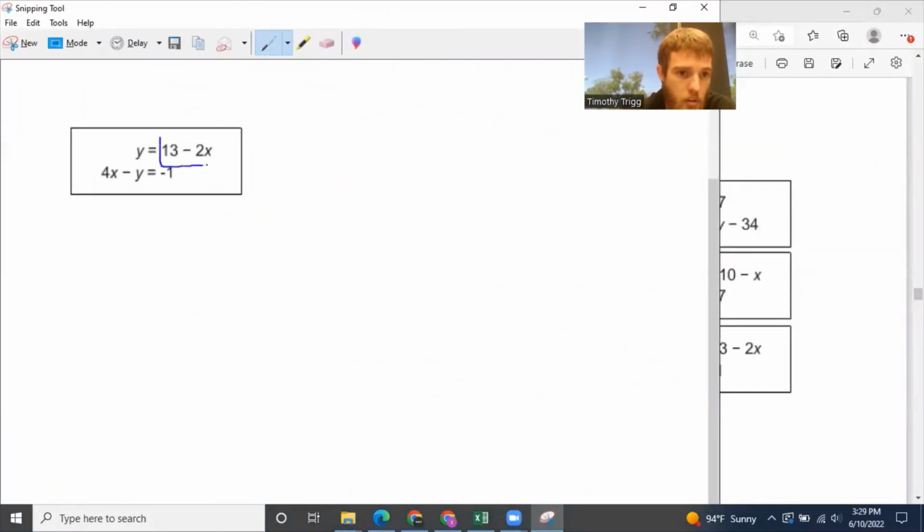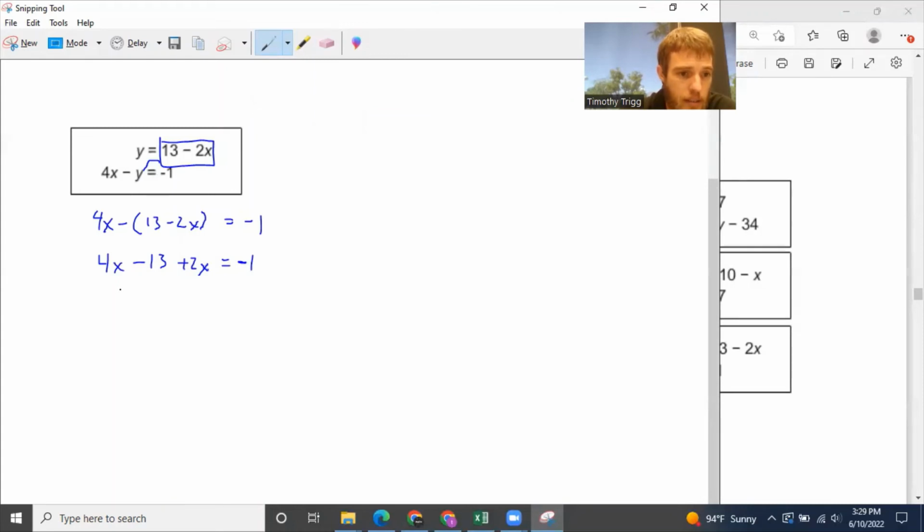Here I could use substitution, so I could plug this in to here. So that gives me 4x minus the value of y, which is 13 minus 2x, equals -1. I can distribute this negative, so that's going to be 4x minus 13 plus 2x. So here we're not using the elimination method, but that's okay. Here we're using the substitution method.